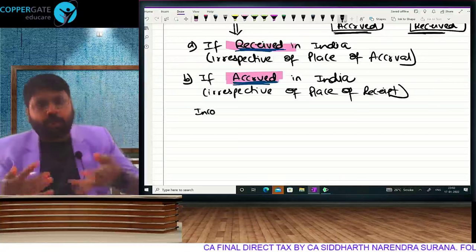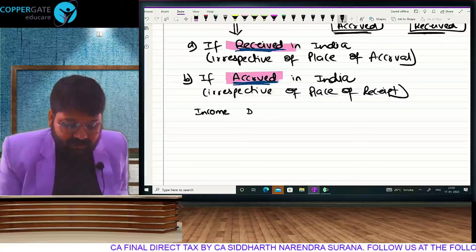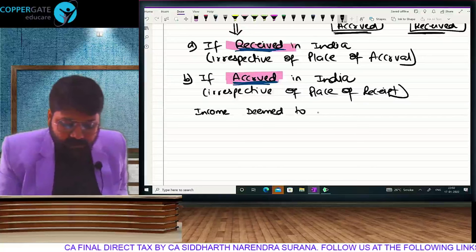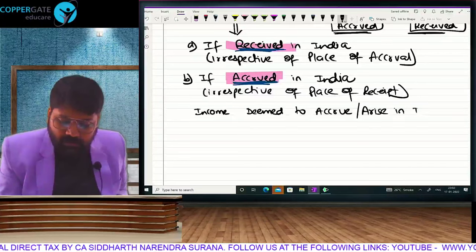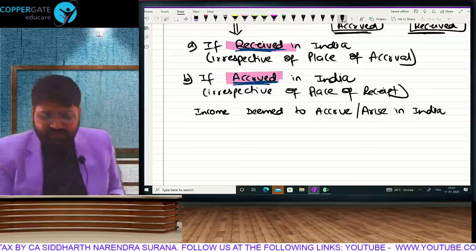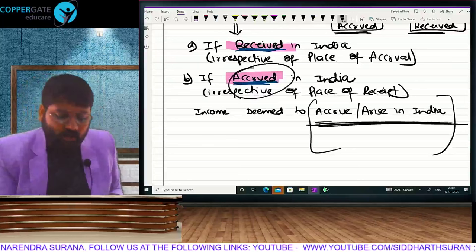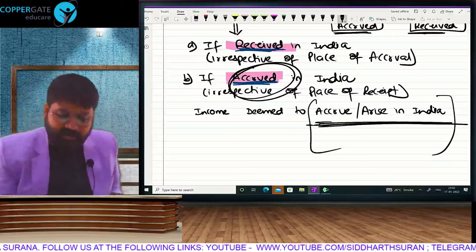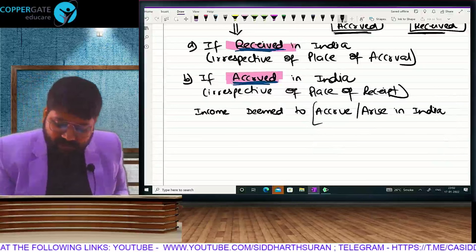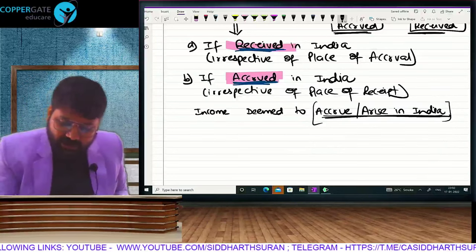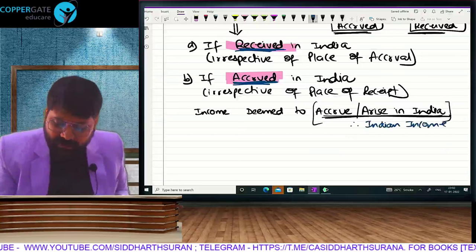But apart from that, we also have a concept called income which is deemed to accrue or arise in India, and with this concept, the scope of total income part will get over. We have to solve questions and our chapter number 2 will get over. First, tell me this. When an income accrues or arises in India, what do you call that income? Indian income or foreign income? Indian income. That means this income will be treated as Indian income. And thus, who will pay tax on this?